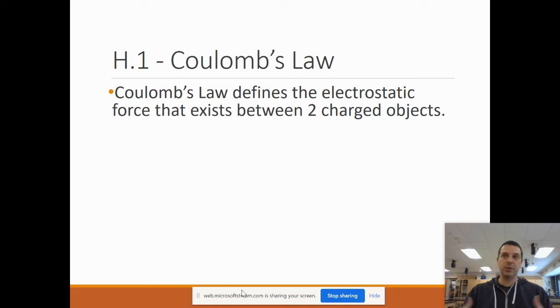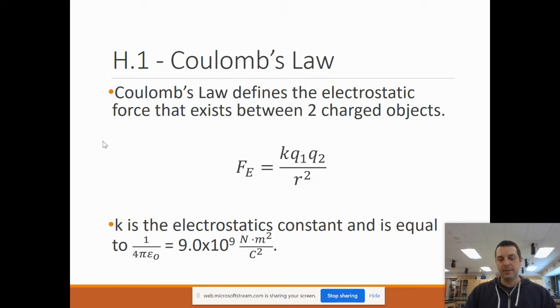Now, that force could be attractive or repulsive, but when we talk about the force acting between two charged particles, we want to be able to define that. And we define that by what's referred to as Coulomb's law. Coulomb's law says that the force between charges is equal to some electrostatic constant K multiplied by the magnitude of the two charges divided by the distance between the two charges squared. And this is in your reference table. K is the electrostatic constant, and it's equal to 9.0 times 10 to the 9 newton meter squared per coulomb squared.